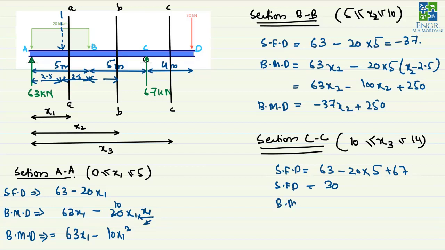And for the bending moment diagram, we have to find out the bending moment generated by all those forces. And to the left of the section, we have first of all the 63 kilonewton force, and this will generate the bending moment of 63 multiplied by x3. And this will be clockwise, and clockwise is considered positive.